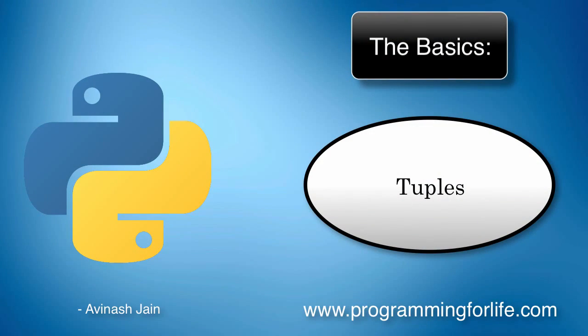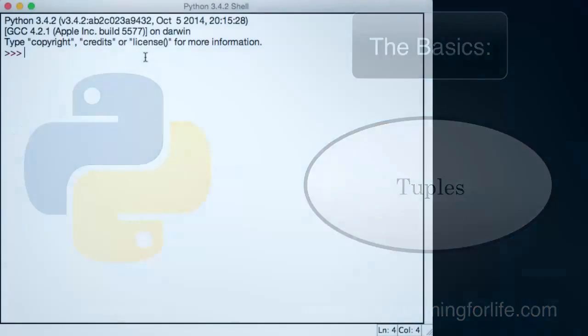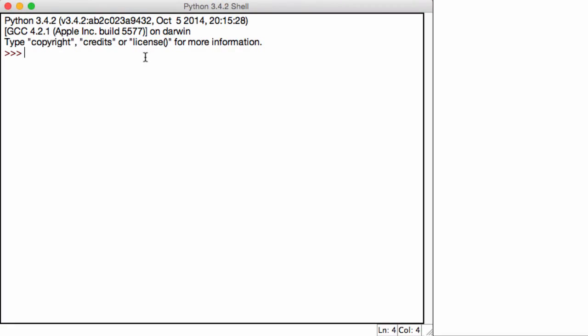Alright, so today we're going to be talking about tuples. And before we even start, let me just talk about what tuples are. So tuples and lists, both of them are actually quite similar, but with tuples, the data cannot change. Tuples are what we call immutable.